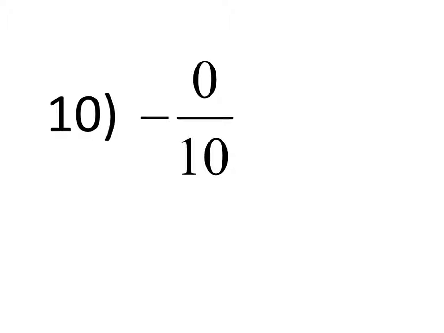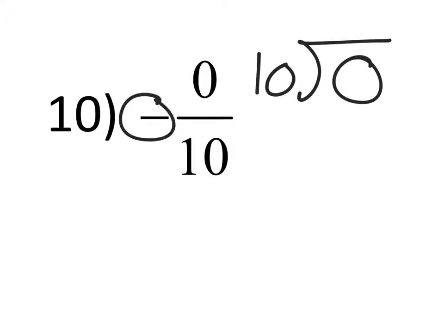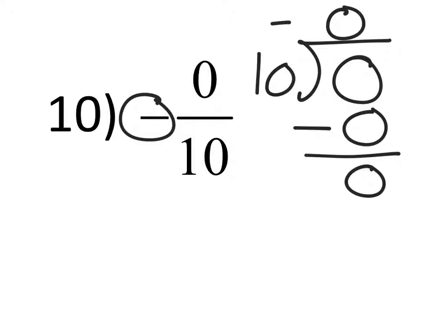Here's another tricky one, but only because 0 is kind of a tricky number. If we rewrote this, we would have 0 divided by 10. And since we got this negative, we just know the answer is negative. How many times does 10 go into 0? 0. And what's 0 times 10? 0. So when we subtract it out, we get 0 remaining. That's great. And as it turns out, 0 is neither positive nor negative, so it's just 0.